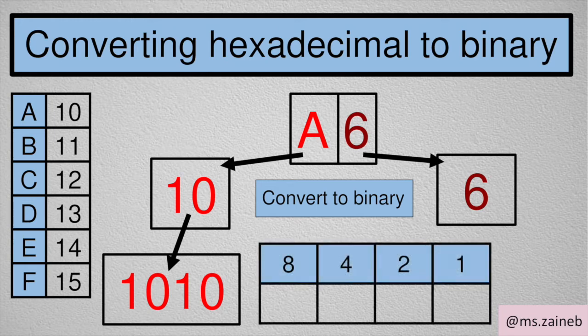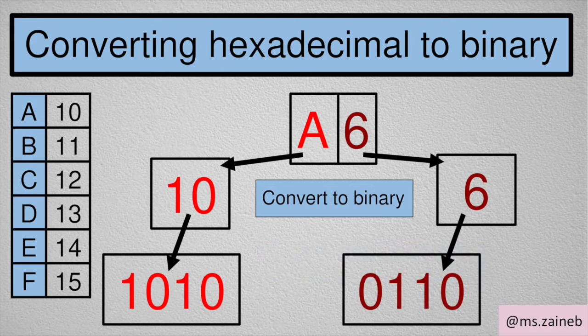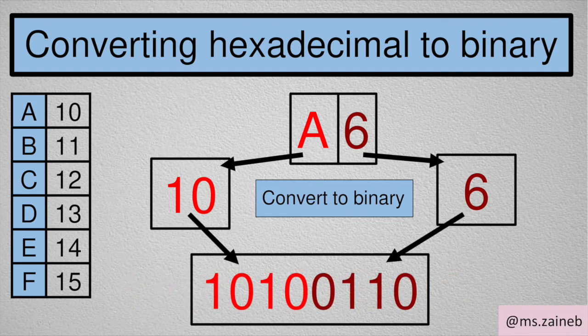Now I'm going to do the same thing with the number 6. Remember, I wouldn't put a 1 underneath the 8 because that's too big. So I'd put a 1 on the next number down, which in this case is the 4. Then I need to do 6 take away 4 is equal to 2, and the 1 fits nicely underneath the 2. Then I would just fill in my zeros. So we know that 6 in binary is 0, 1, 1, 0. Okay, so these are my two numbers. Now, all I would need to do is join them together. So 1, 0, 1, 0, 0, 1, 1, 0 is equal to A6, and that's our job done.